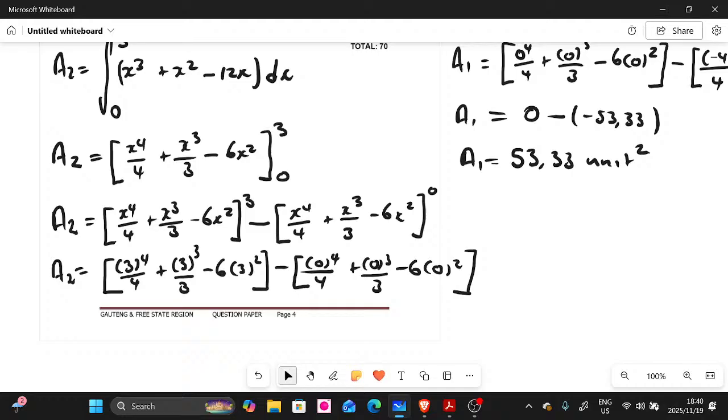On the first bracket, we have 3 to the power of 4, divided by 4. There we go. And then plus 3 to the power of 3 divided by 3, guys. And then minus 6, and then we have 6 multiplied by 3.